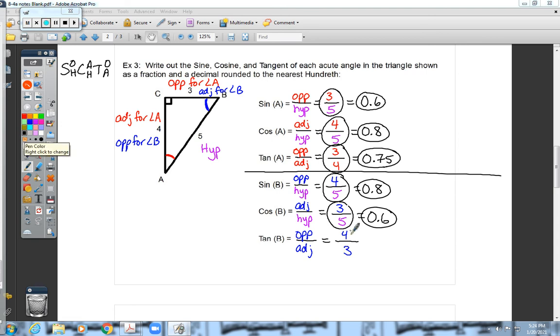And this is the first time we've had a decimal that we had to round off. 4 divided by 3 is 1.3 repeating. So when we round that off to the nearest hundredth, we look at the thousandth digit, which is a 3. Since that number is less than 5, we would round down or leave the previous digit alone, meaning our approximate decimal answer will be 1.33. And that is how we're going to approach these problems.